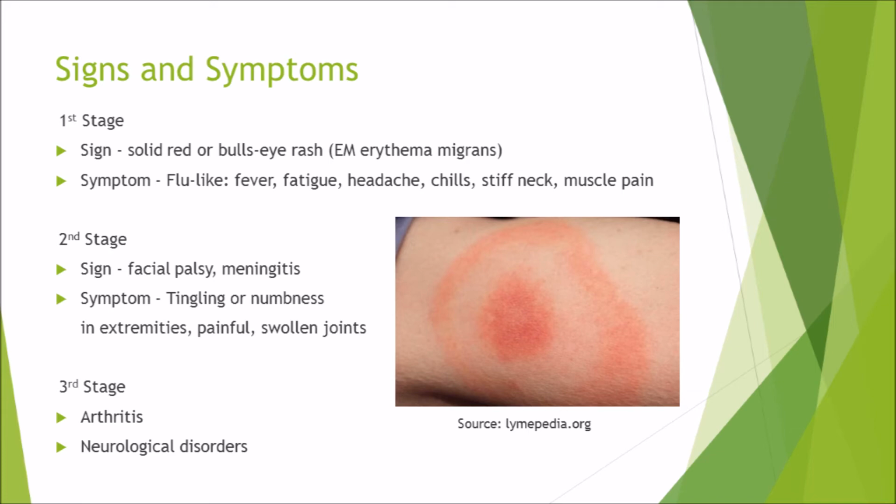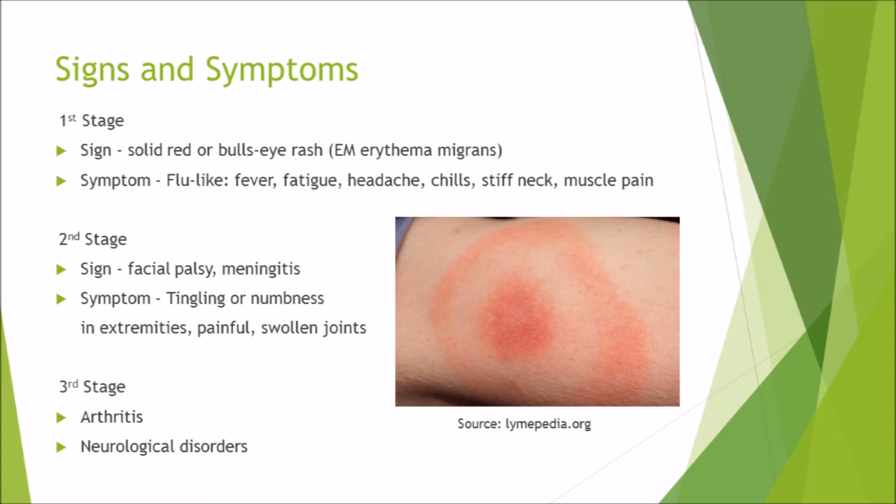And the rash appears around the site of the bite. So the center of that bullseye will be where the tick bite is. And you can get a rash in other parts of your body, but usually the biggest one is the one at the site of the bite, and they can measure up to 12 inches across. Now, accompanied with the rash are symptoms which make you feel like you have the flu: fever, fatigue, headache, chills, stiff neck, and muscle pain. Those are some of the most common symptoms that people have.